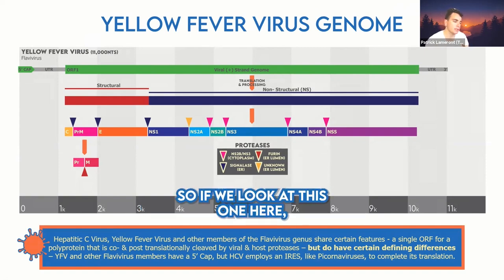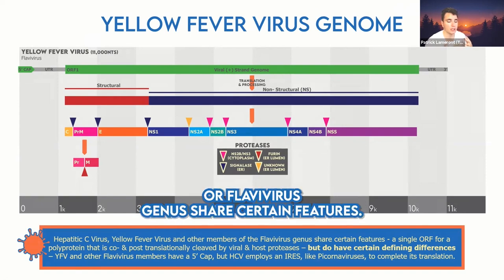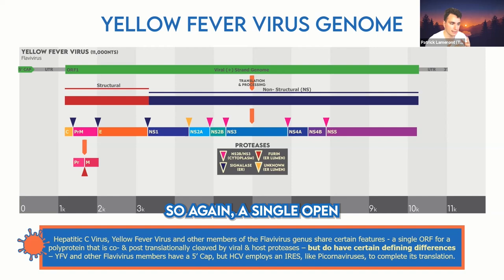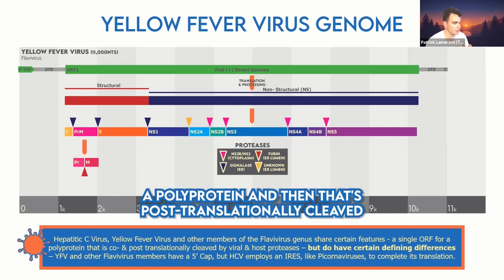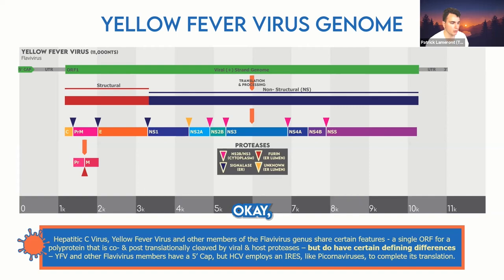So if we look at this one here, this is the hepatitis C virus, yellow fever virus, and other members of the Flaviviridae or flavivirus genus share certain features. So again, a single open reading frame with the polyprotein, and then that's post-translationally cleaved by host proteases as well as viral proteases, but they do have differences among them, okay?